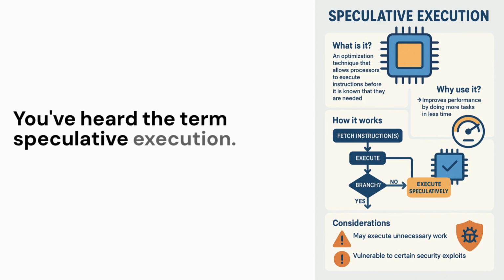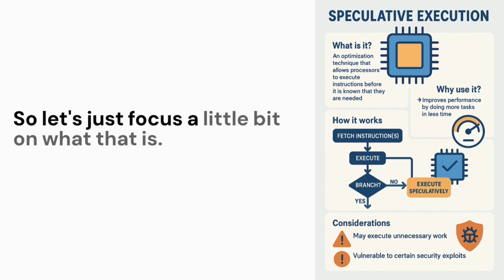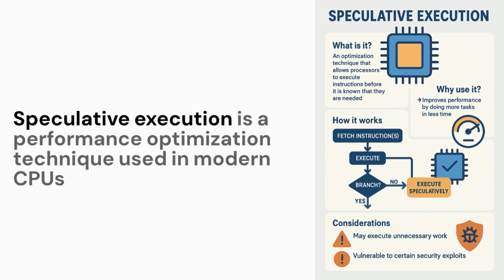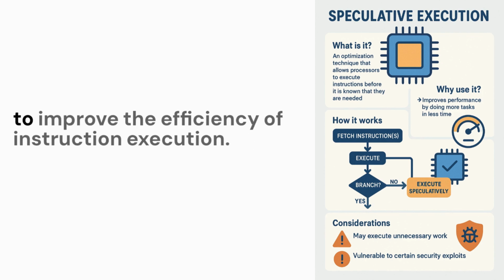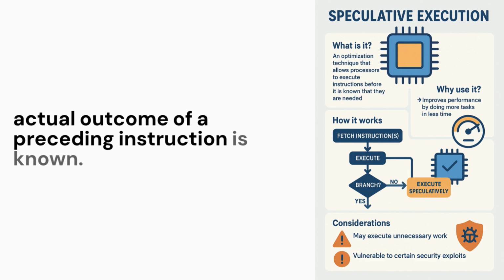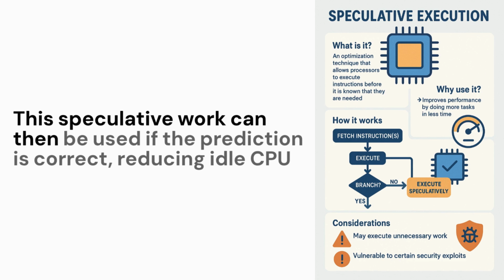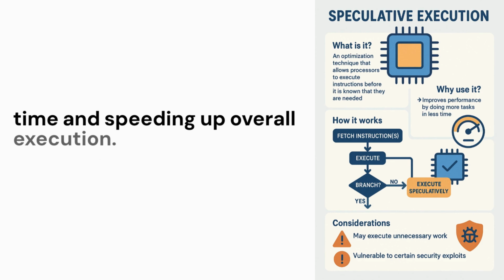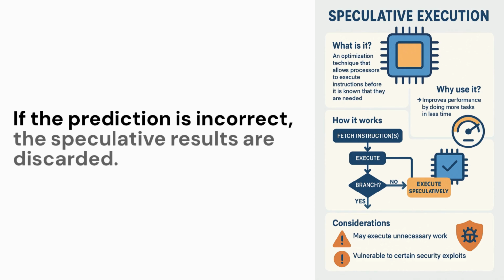You've heard the term speculative execution, so let's just talk a little bit about what that is. Speculative execution is a performance optimization technique used in modern CPUs to improve the efficiency of instruction execution. It involves predicting the path of a program's execution and executing instructions along that path before the actual outcome of a preceding instruction is known. This speculative work can then be used if the prediction is correct, reducing idle CPU time and speeding up overall execution. If the prediction is incorrect, the speculative results are discarded.